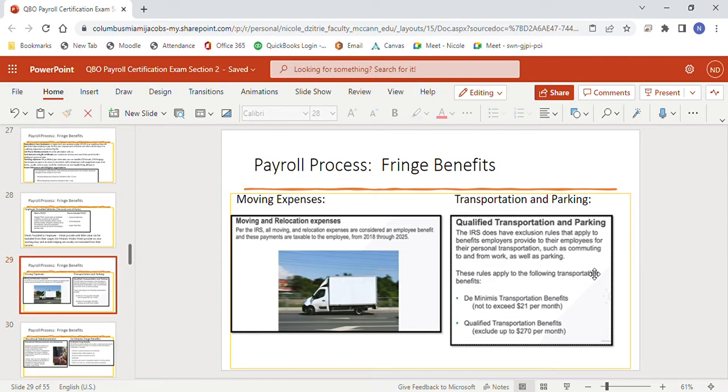And then transportation and parking. So they do say that some of them fall under qualified transportation benefits. So that would be if it's up to $270 per month, you could exclude it, but if it's over $270, then you have to put it in. And then the same thing with smaller transportation benefits. That shouldn't exceed $21 per month.